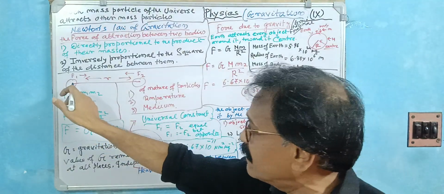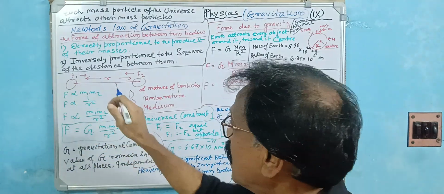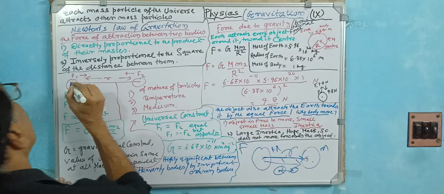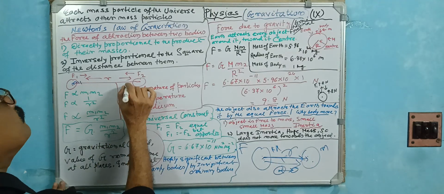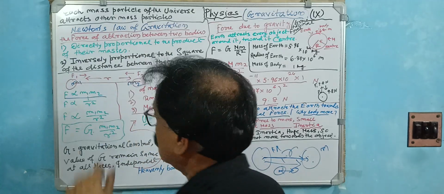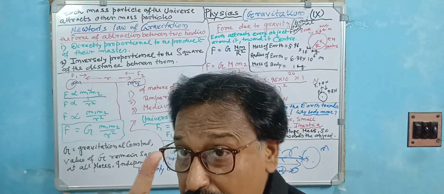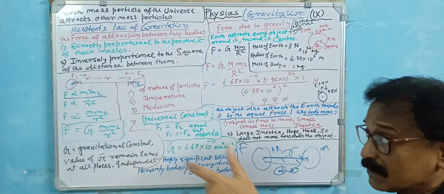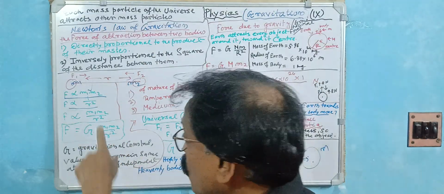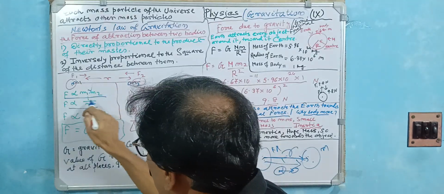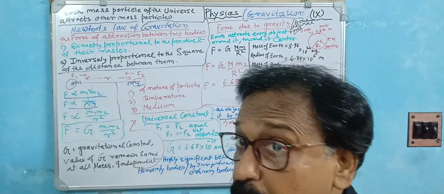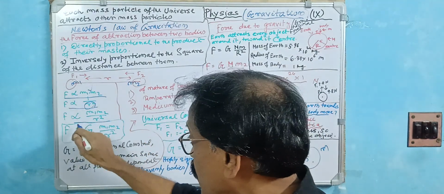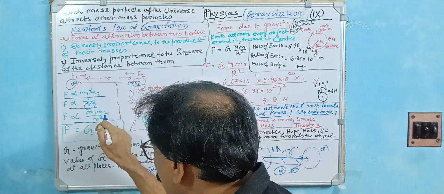The force of attraction here: suppose R is the distance, F1 is the force developed on one mass and F2 is the force developed on the other, but the two forces are the same. Now this is M1 and this is M2. What does Newton say? Force is directly proportional to M1 into M2, the product of the two masses, and inversely proportional to the square of the distance, that means 1 by R square. If you write both variations together, F is proportional to M1 M2 by R square. That is the mathematical deduction.